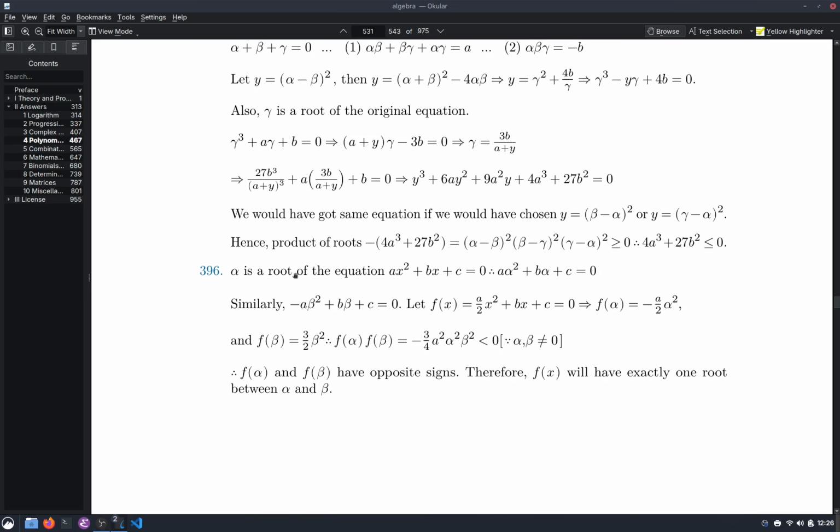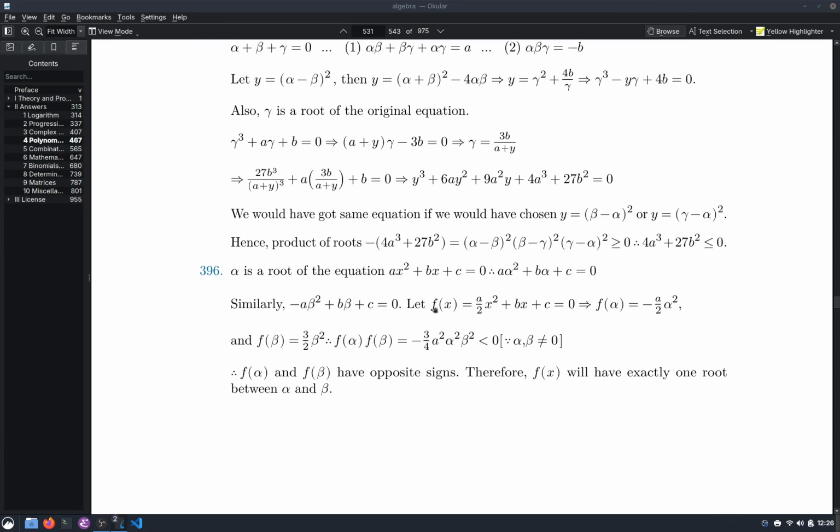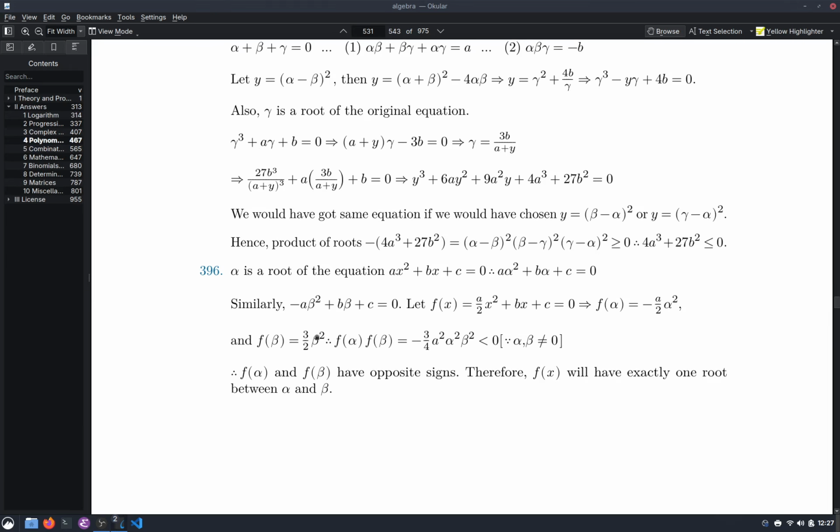So it is given that alpha is the root of the equation a x square plus bx plus c, so we can write a alpha square plus b alpha plus c is equal to 0. And similarly, in the second equation, that is minus a x square plus bx plus c, we substitute beta, we get minus a beta square plus b beta plus c is equal to 0. Now we let f of x is equal to a by 2 x square plus bx plus c. Now f of alpha will be minus a by 2 alpha square and f of beta would be 3 by 2 beta square.